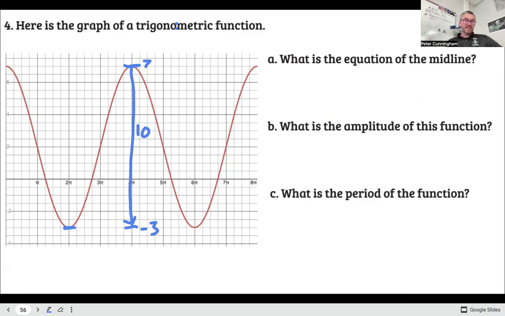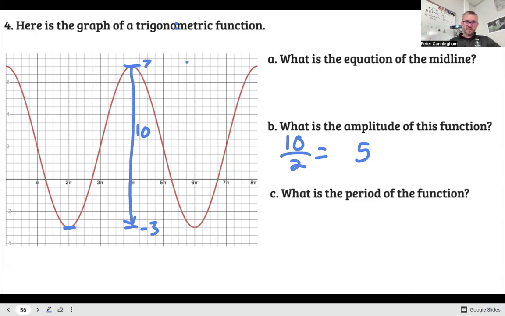Because eyeballing this, I don't think is going to be great, because you might get it right by just looking and seeing exactly what the middle is. But if I look at this and I say, okay, 7 to negative 3 is 10. So let's think, my amplitude of this function, 10 divided by 2, is going to be 5. So how do I get to the midline?